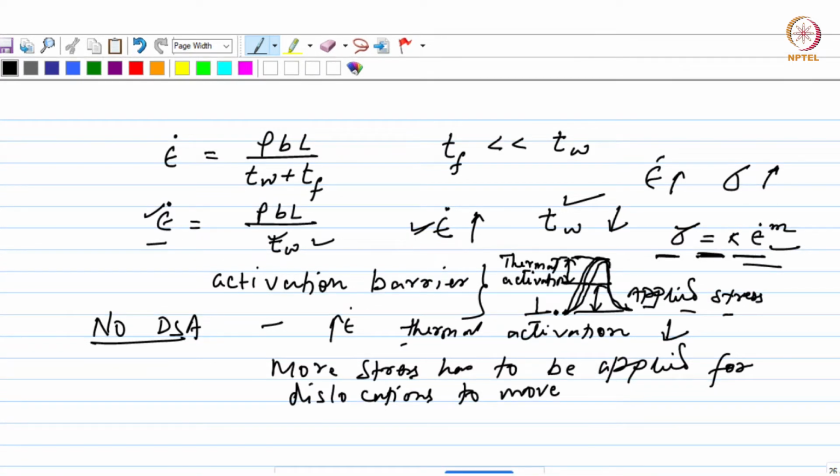So this was under normal conditions, when there is no DSA. But now we need to understand what is going to happen to this activation and the movement of dislocations when you have the occurrence of dynamic strain aging. So let us discuss that as well. Now we are saying that this is occurring, that means we are in a temperature and strain rate range where dynamic strain aging can occur.